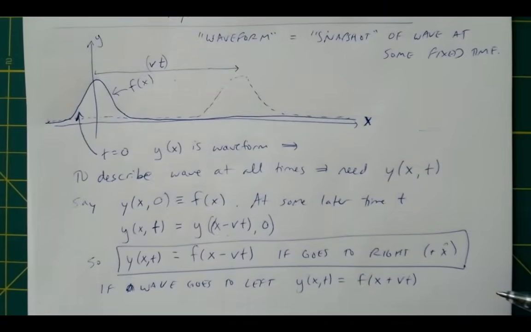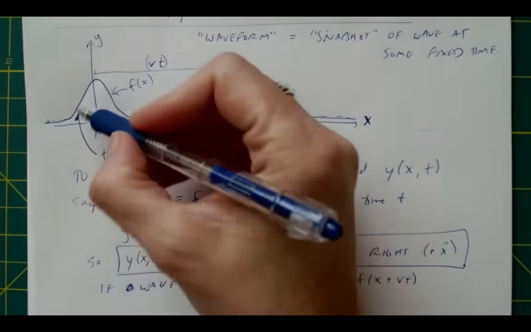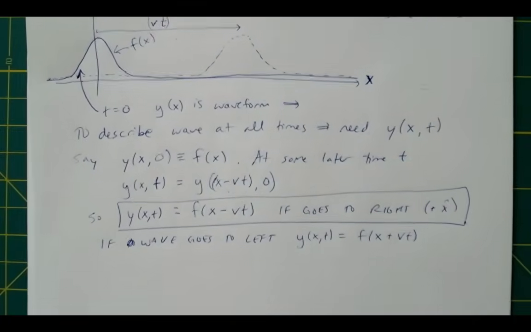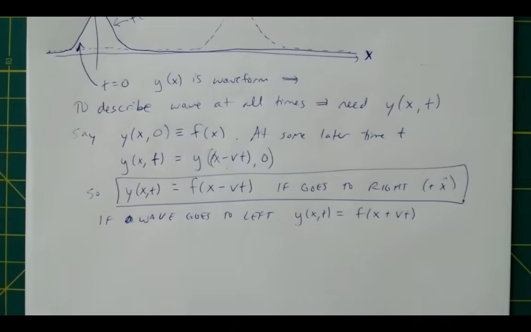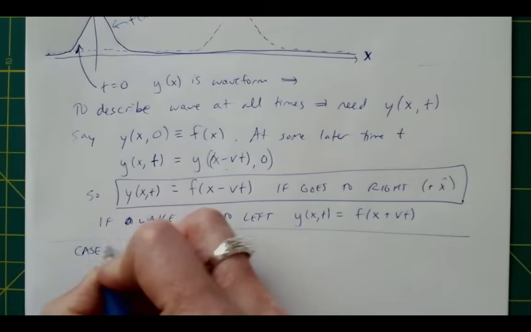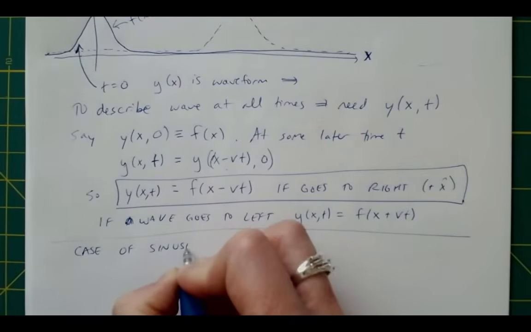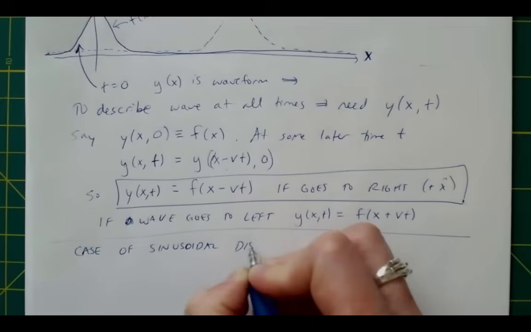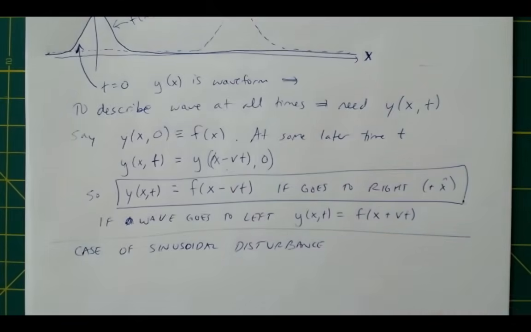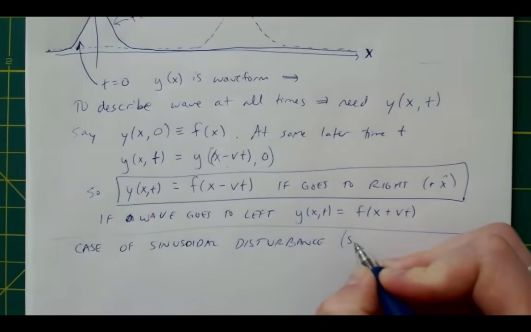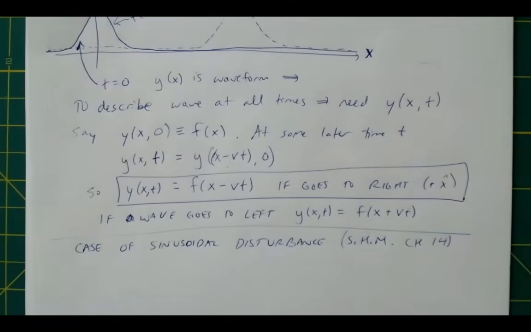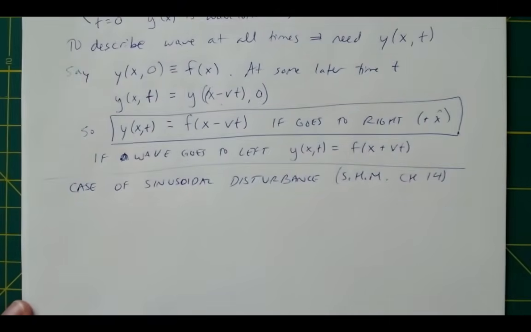Now, commonly we'll be talking about wave motion that's not just a single pulse, but has some periodic motion to it. And the easiest case of periodic motion, as we have seen, is simple harmonic motion. So let's look at the case of a sinusoidal disturbance, so that you shake the string up and down, up and down. And again, this would be our simple harmonic motion from, say, chapter 14 that we've discussed previously.